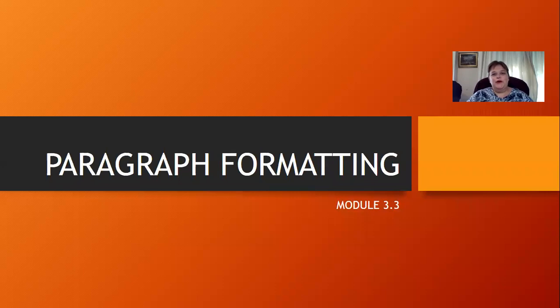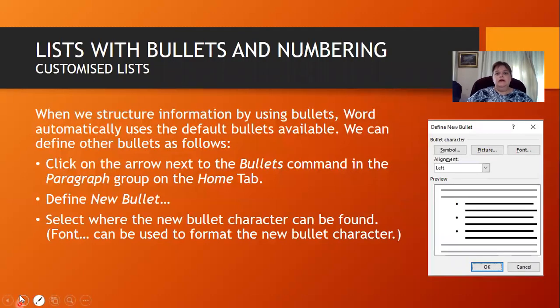The section that we are going to work through today is paragraph formatting, module 3.3 from the Study Opportunities textbook. I will take you step by step through the different sections and the different activities. You can follow this in your textbook. It's page 136, as I said, in the Study Opportunities textbook. So the section we're going to look at particularly today is lists with bullets and numbering.